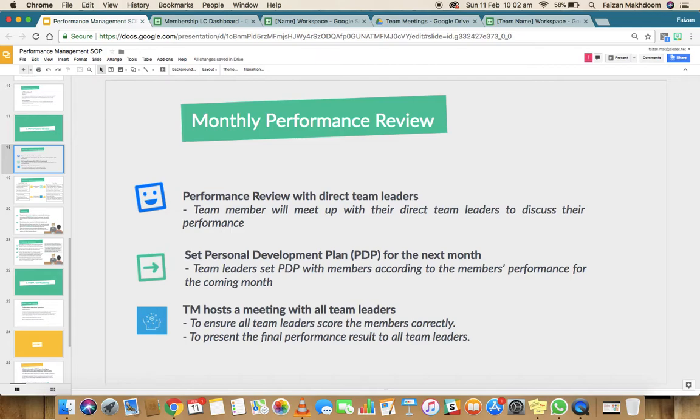Talent management team hosts a team meeting with all the team leaders to ensure that the members have been tracked correctly, and also to present the final performance results to all team leaders based on a compiled report.